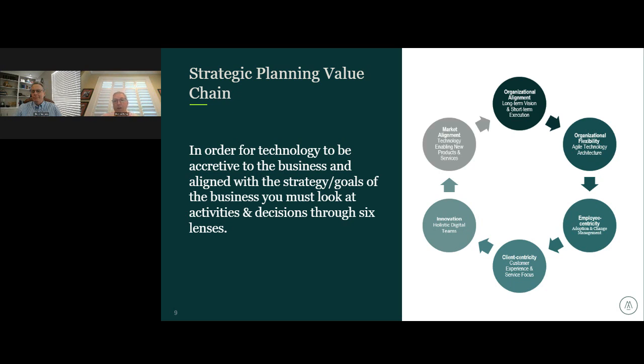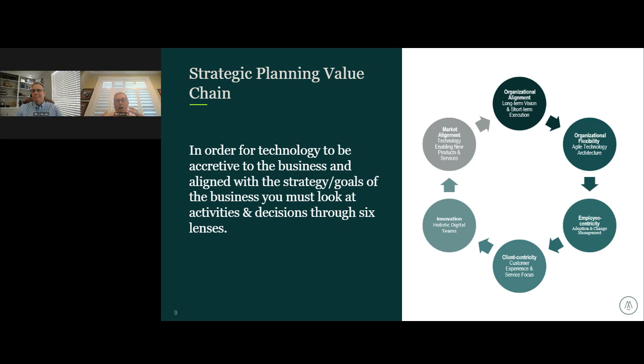The other piece is employee centric. I think this is one that a lot of times gets left off, and we'll talk about what that means. Then client centricity. You think about the internal view Chuck talked about, but you also have the client or vendor or partner. He talked about 3PLs and things like that. So we'll talk a little bit about each of those areas.